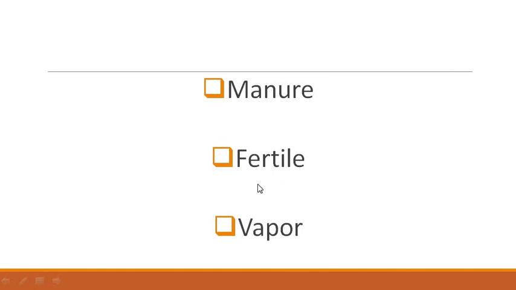Great. The next one is fertile. Repeat after me. FERTILE, fertile. Now repeat a second time. FERTILE, fertile. Great. Next one is vapor. Okay, repeat after me. VAPOR, P-O-R, vapor.